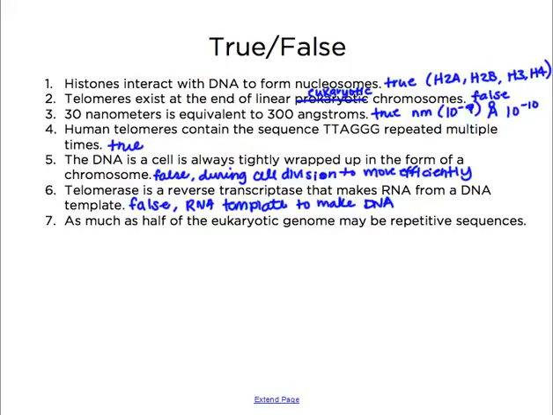Okay? And finally, number 7, as much as half of the eukaryotic genome may be a repetitive sequence. So this number is true. It says as much as half, so 50% of the eukaryotic genome may be repetitive. So how many copies of each gene is a variable, but this is much different than prokaryotes, where the gene sequences tend to only occur once in the genome. But for instance, eukaryotic, like the human genome, contains at least 50% repeated DNA. So this is true, and this concludes the chapter on the eukaryotic chromosome.